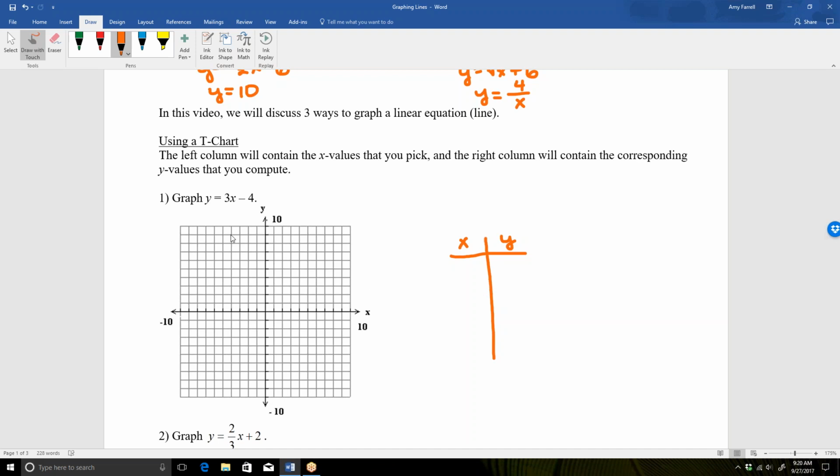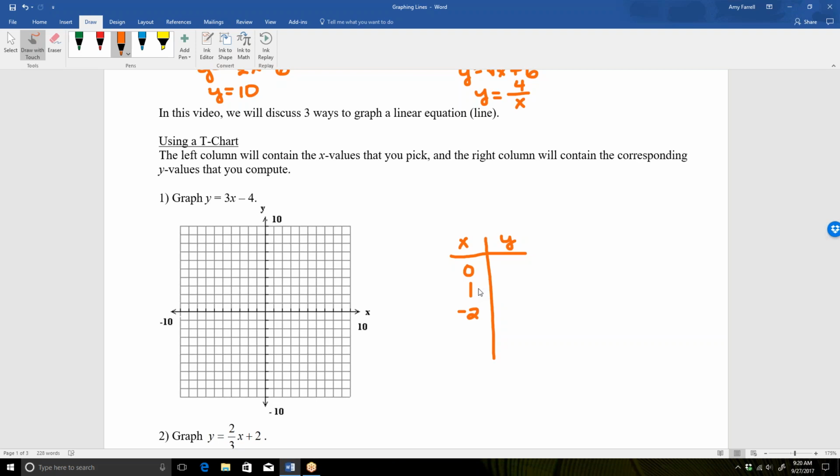So let's look at this first example here, y equals 3x minus 4. I'm going to pick some values for x, like maybe 0, maybe 1, maybe I'll throw a negative number in there, -2. And then I'm going to plug these x values into the equation and see what I get for y. And then I'm going to plot those points on my graph.